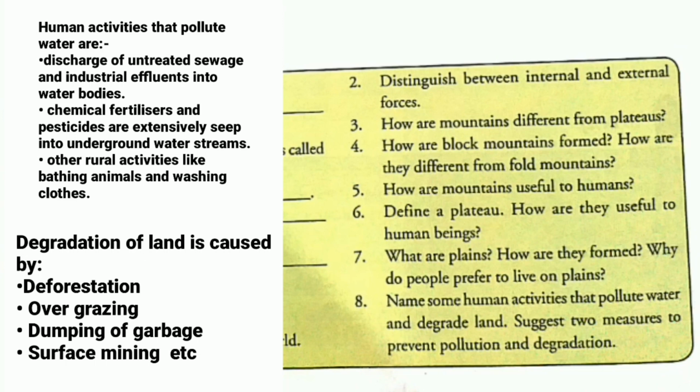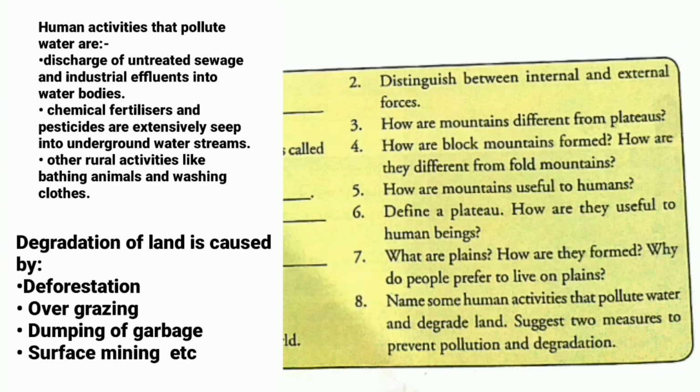Second, chemical fertilizers and pesticides extensively seep into underground water streams. Third, other rural activities like bathing animals and washing clothes. After this, for the next part, the degradation of land is caused by deforestation, overgrazing, dumping of garbage, surface mining, etc. Now we will write the measures.